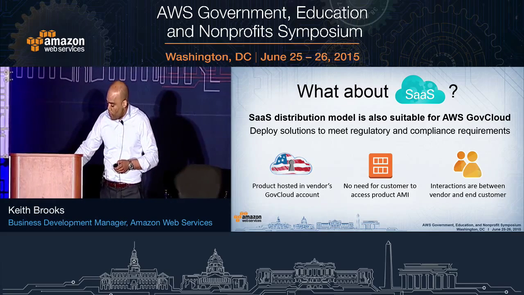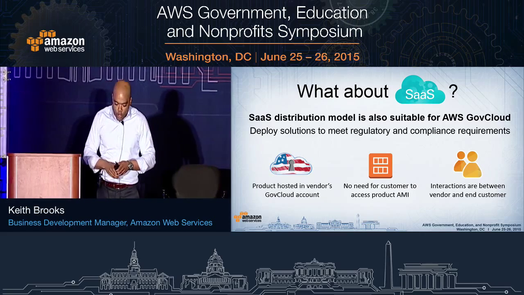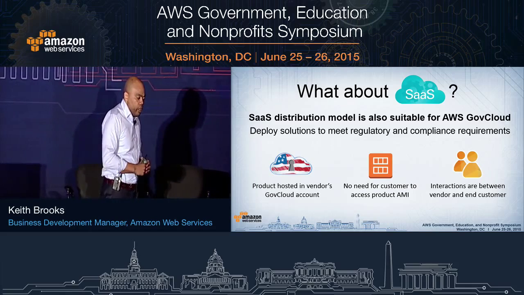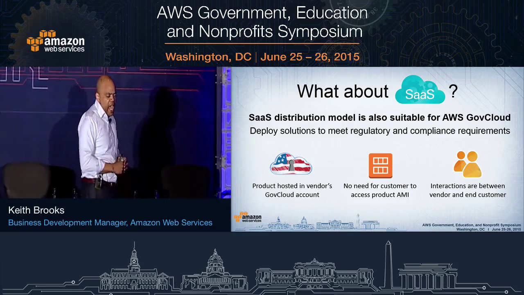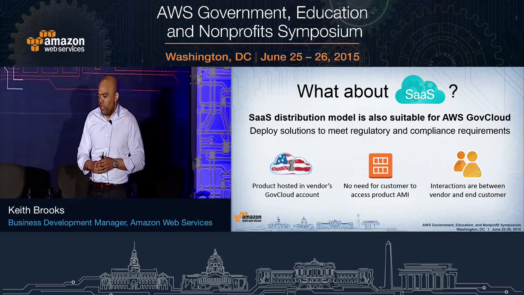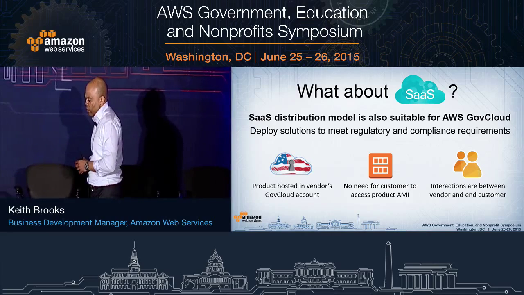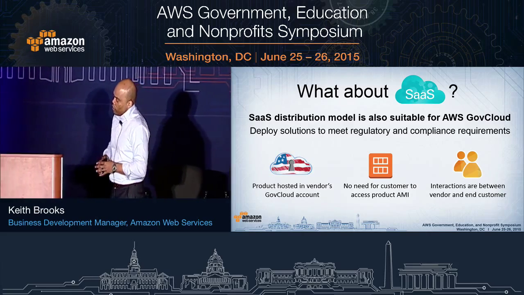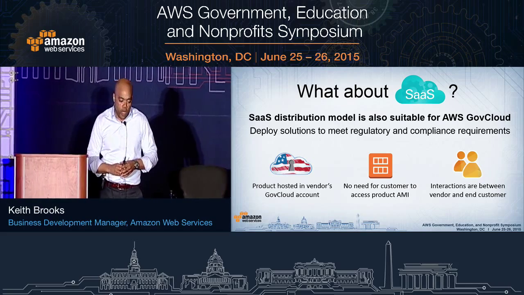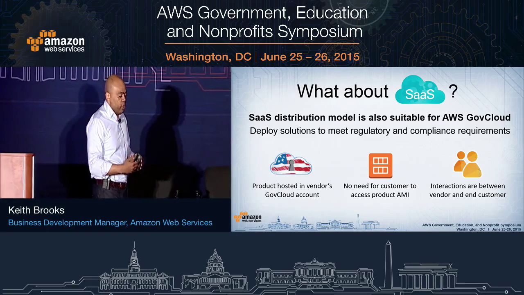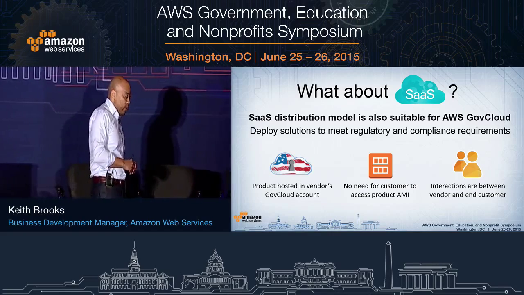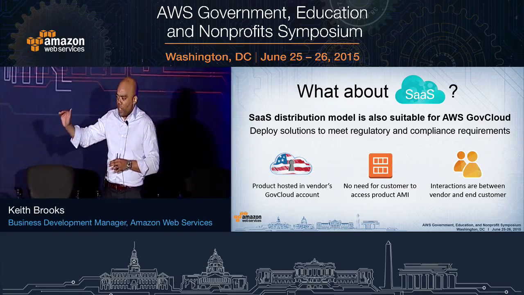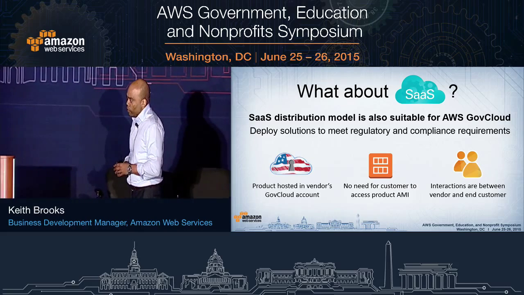So what about software as a service? Software as a service is another distribution model that over the past year and a half, we've seen a pretty good uptick in technology vendors offering SaaS solutions in the GovCloud region. This is the third distribution model that we recommend to technology firms to take advantage of when offering their products in the GovCloud region. There are some substantial differences between the SaaS model and the AMI models, however.